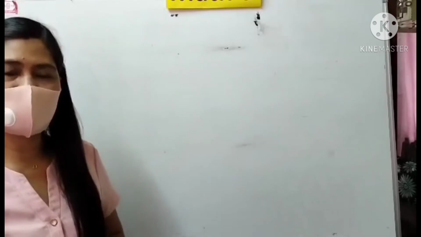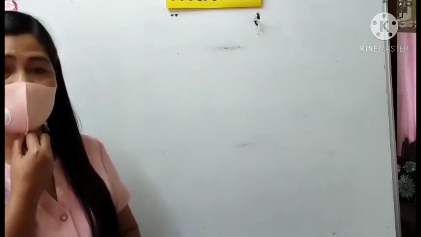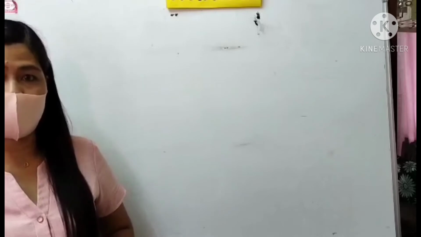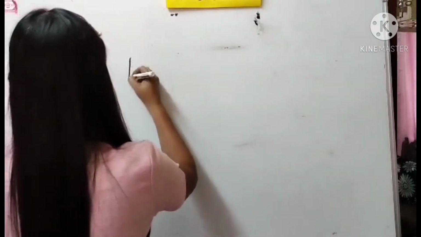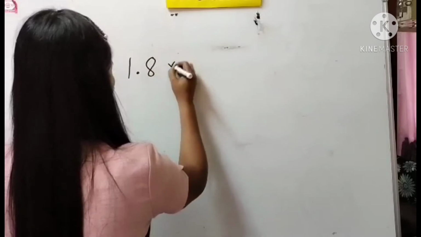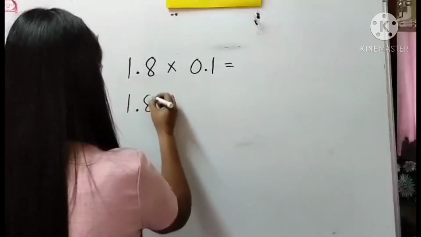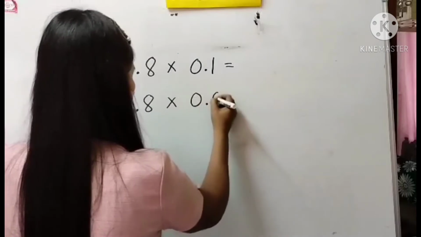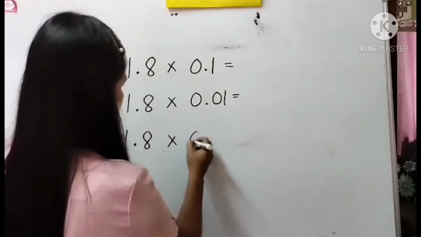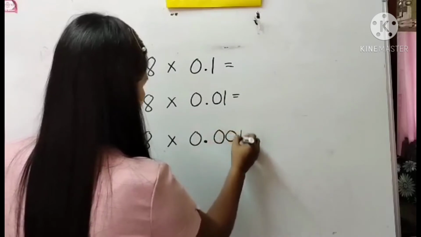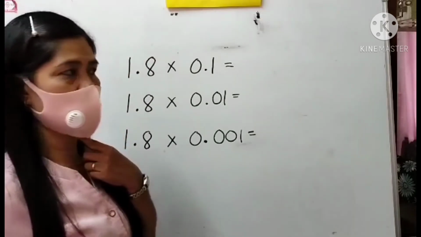Okay, so we can also multiply by 10, 100, 1000 mentally. This time you will be moving the decimal point to the left based on the number of decimal places. So let's say 1 and 8 tenths times 10. Then 1 and 8 tenths times 100. Then 1 and 8 tenths times 1000.